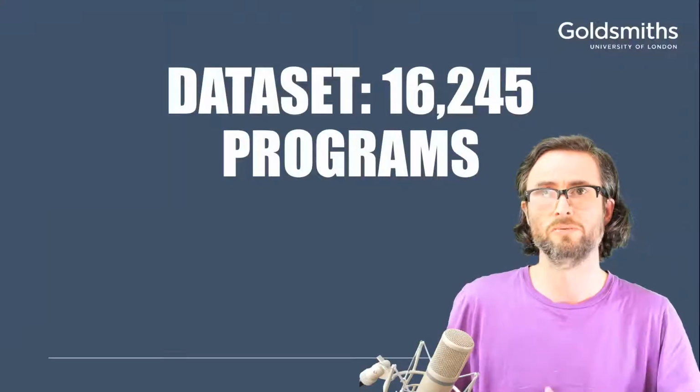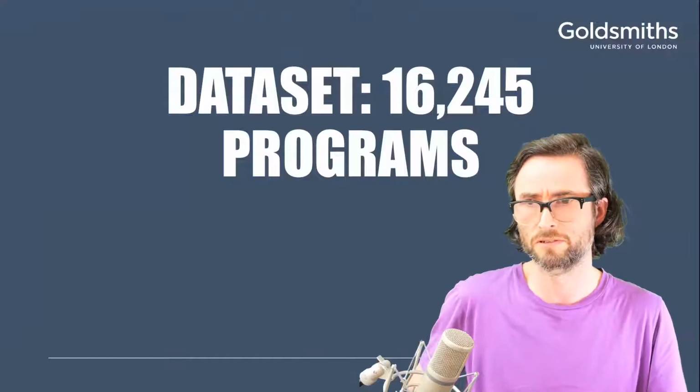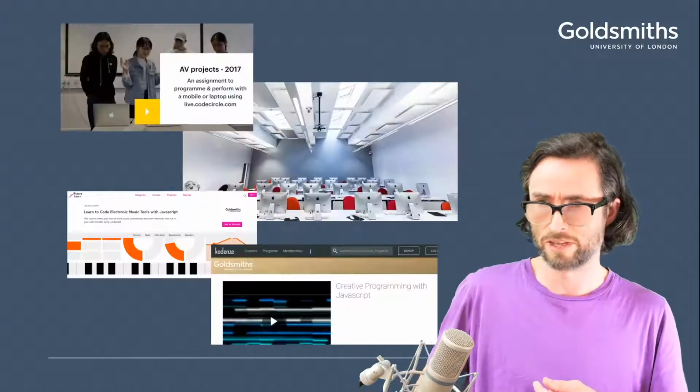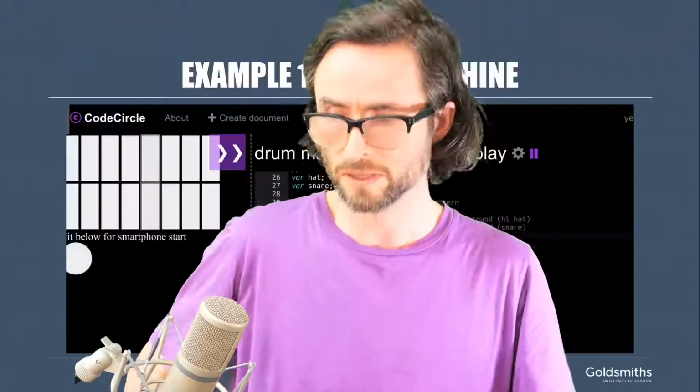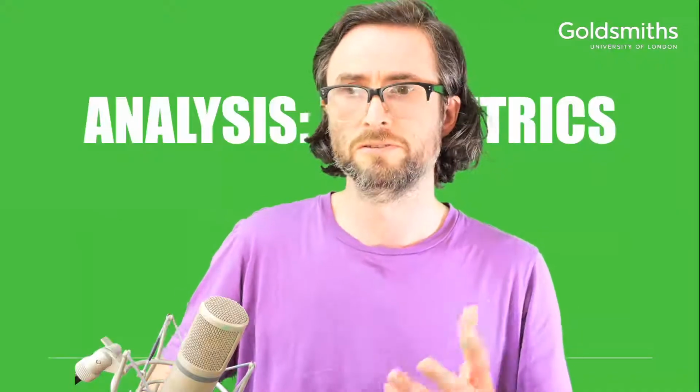Okay, so we're working with a data set of 16,245 programs. These were gathered in a variety of contexts. So we've got summer schools, we have on-campus teaching, and also online teaching in massive open online courses with thousands of people in. So lots of people have used the environment in different contexts. So what do we do to analyze it?